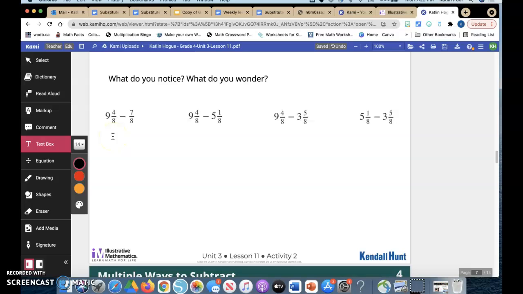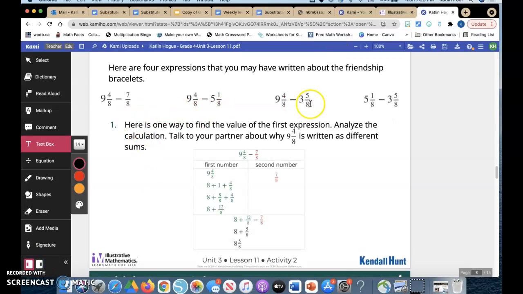So we are going to look at how we can solve these without having context or using diagrams to help us. So, these are the same four expressions that were listed above. Here's one way to find the value of the first expression. Analyze the calculation. Talk to your partner about why 9 and 4/8 is written as different sums.